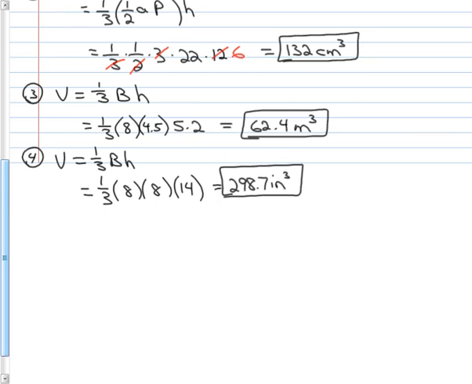Why didn't we do 8 times 4? What would 8 times 4 be? It's the perimeter of the base. If you did 8 times 4, you would just have the perimeter. We're not interested in the perimeter, we're interested in the area. 8 times 8, area of the base.